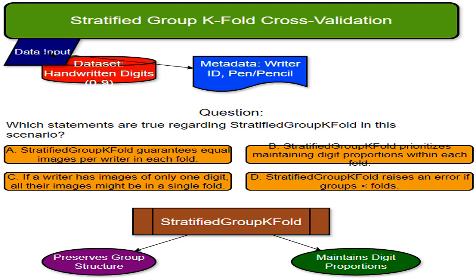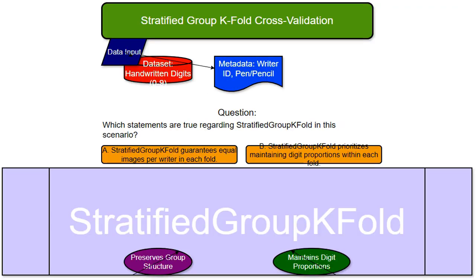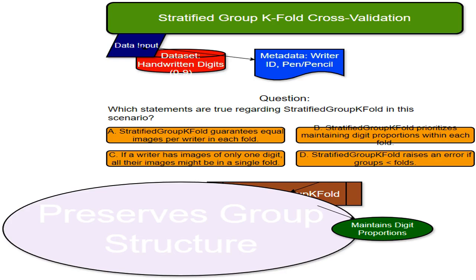It helps me split my data into groups while keeping the balance of different digits and ensuring images from the same writer are always in the same group. It means the proportion of each digit, 0 to 9, should be roughly similar in each group I create. For example, if 10% of my data is the digit 3, each fold should have around 10% 3s. This is the overall dataset of handwritten digit images and their associated metadata that I'm working with.